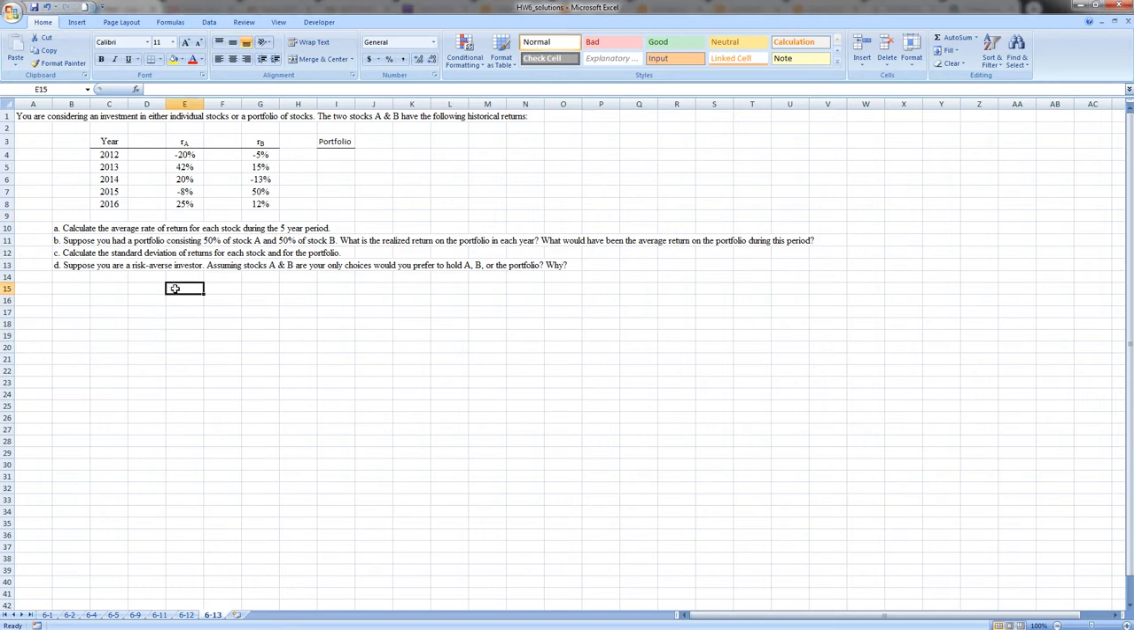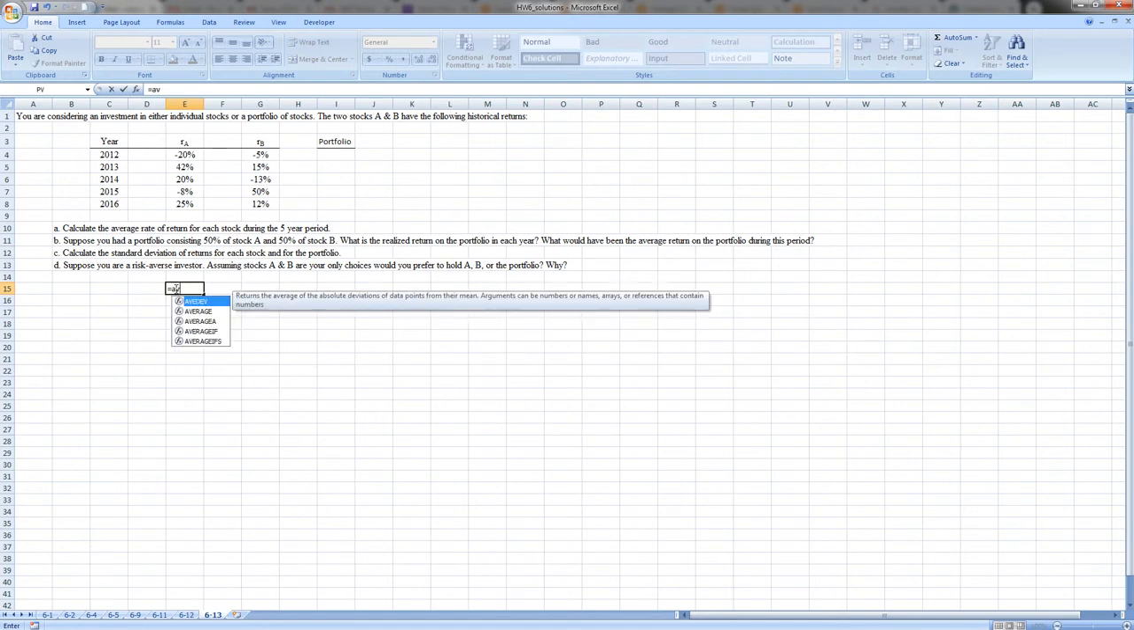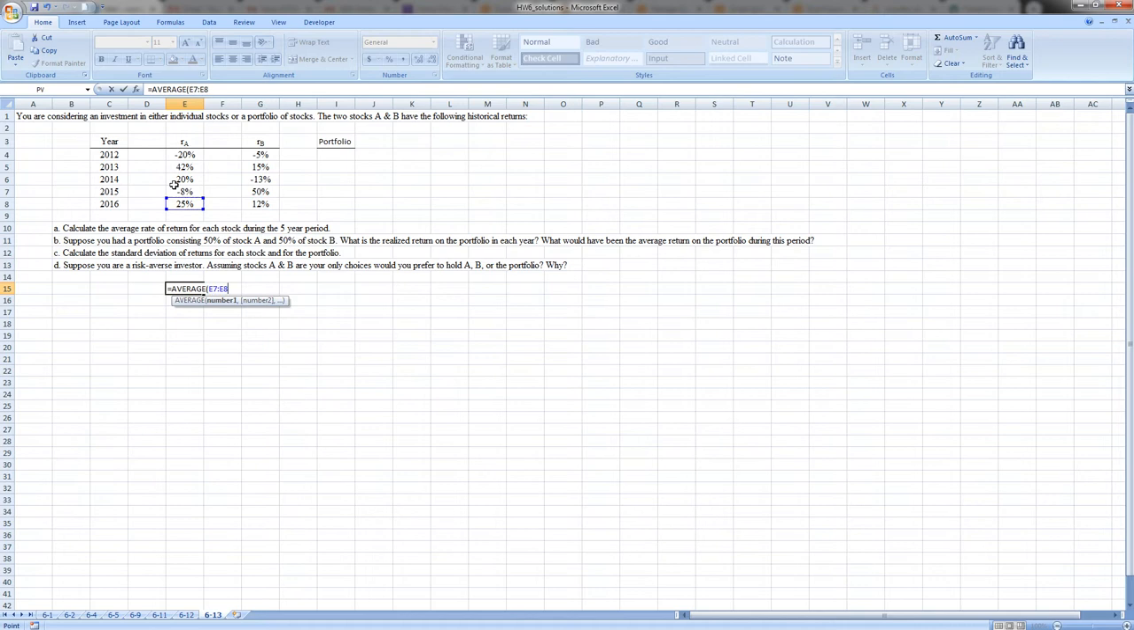So we can start off by saying the average return of A, and using Excel we'll just type average and select all the years, and so we can see that there is an expected return of 11.8% for A, the same for B.